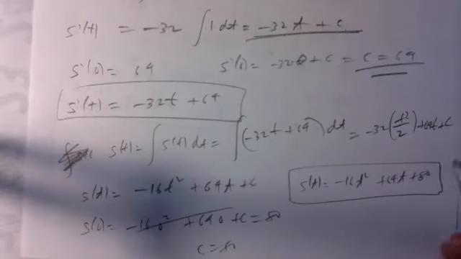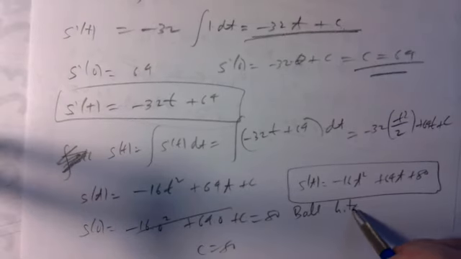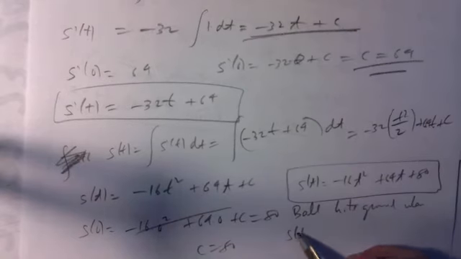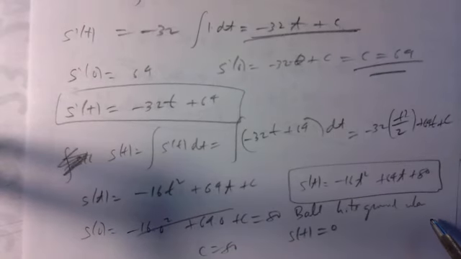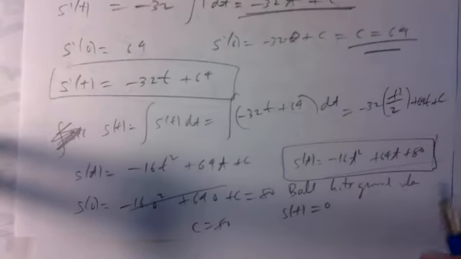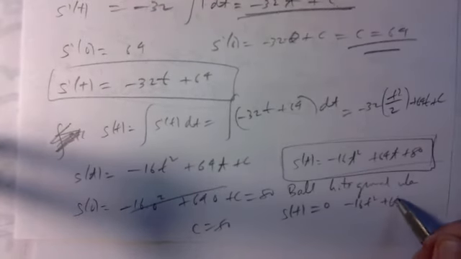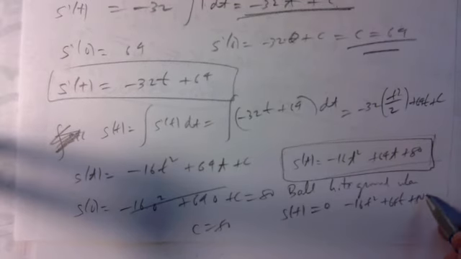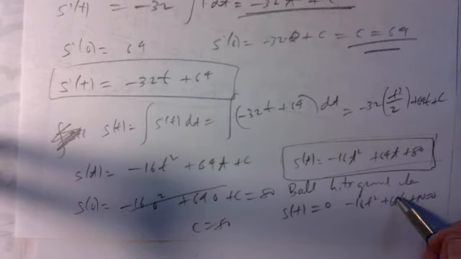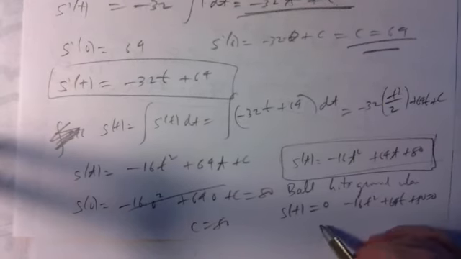When does the ball hit the ground? Ball hits ground when S of t is 0. So we have to solve this equation, minus 16t squared plus 64t plus 80 equals 0. That's a quadratic equation. I can simplify by dividing by 16, by minus 16.